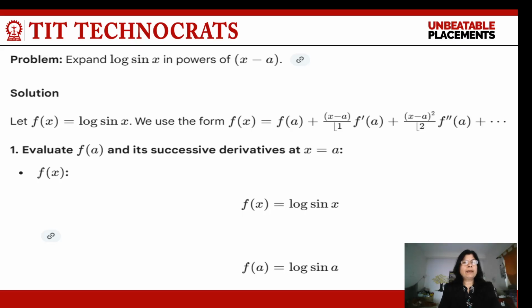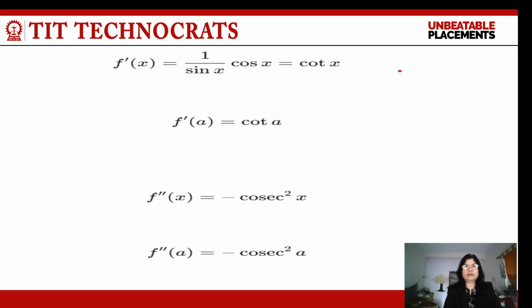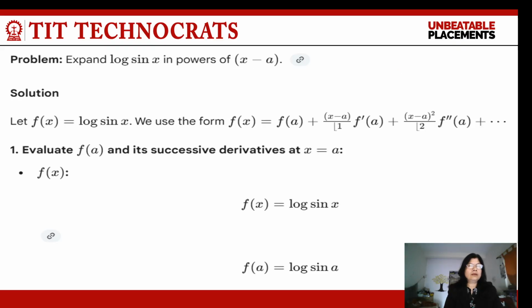Our problem is: expand log sin x in powers of x minus a. So the solution is: let f of x be equal to log sin x. We use the form f of x is equal to f of a plus x minus a by factorial 1 f dash a plus x minus a whole square by factorial 2 f double dash a plus so on.